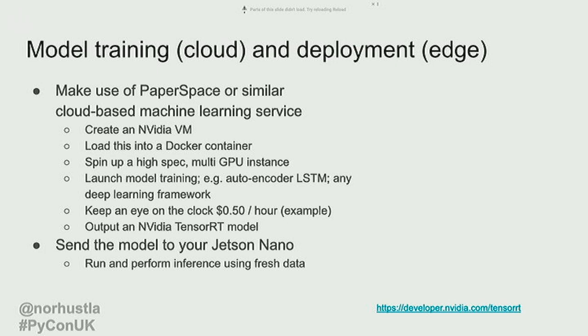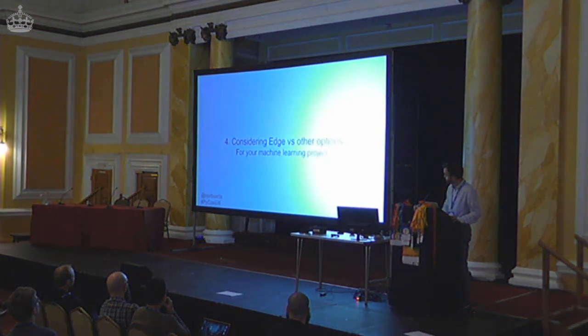Once your model's trained, you can then create something called an NVIDIA TensorRT model. You can send this over to your Jetson Nano, and then you can perform inference and work this in real time on your fresh data as you go in. So there you've got your, oops, my slide did not like this slide.